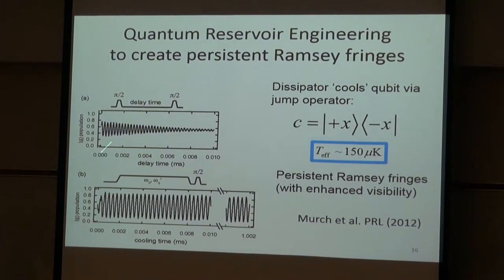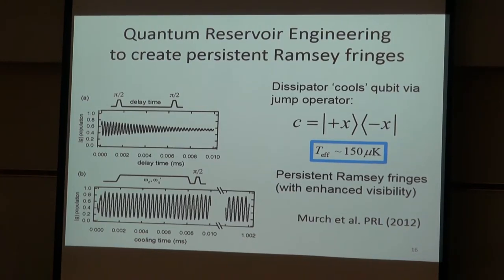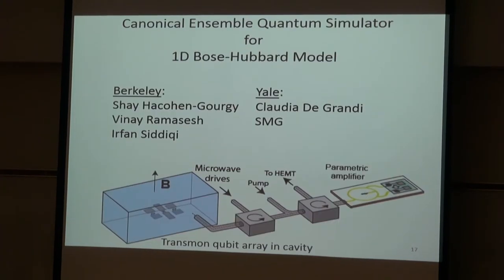So here's the Berkeley experiment with a single qubit being stabilized in the x direction. Here's a Ramsey experiment. You make a pi over 2 pulse, you wait, you make a pi over 2 pulse, you measure. There are the Ramsey fringes. There's a certain decay time, not very impressive. If you turn on this engineered bath, then you can make the Ramsey fringes last forever. Doesn't mean you can store a qubit because you're stabilizing just one state, not two. But it demonstrates that you can reach an effective temperature very, very low. You can also use blue detuning and stabilize the other state.